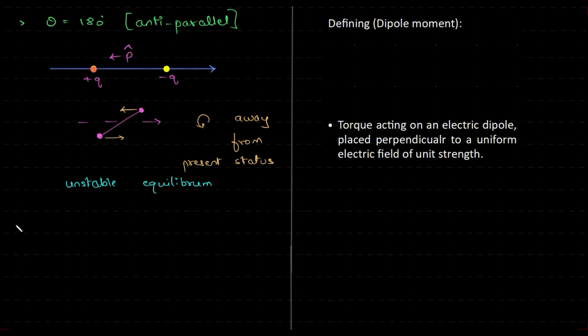Now, what if we have theta to be 90 degrees? As per the formula, this would be EP sine of 90. So this is a case of sine 90 being 1. So torque is maximum. It's a case of torque being maximum. Okay, so these are all the different cases that a dipole can have. Of course, there are infinite possibilities, but these are the cases that we need to understand.